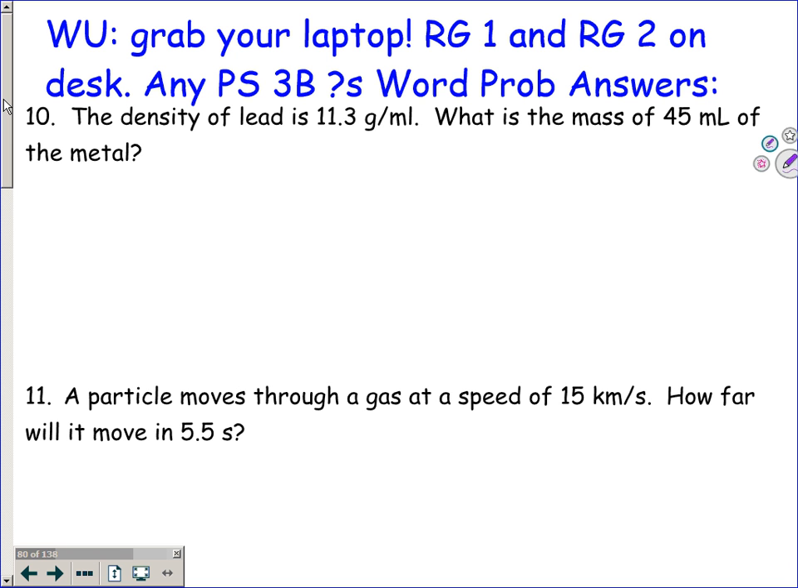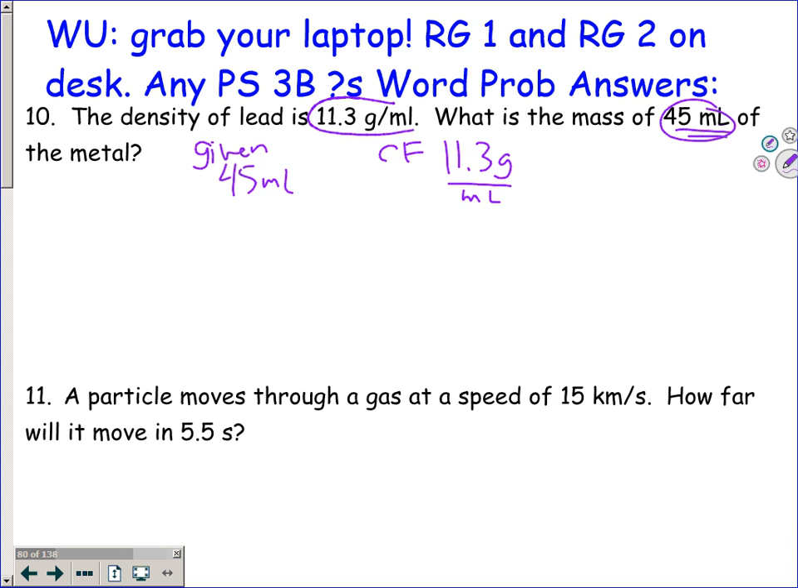Alright. Same process. Harshita, tell me either the given, the conversion factor, or the question in this one up here. Remember, a given is going to be a single fact, usually with 1 unit. So, 45 milliliters, right? So that's going to be our given, 45 milliliters. Alex, tell me the conversion factor in this one. Grams per milliliter, so 11.3 grams per milliliter, okay? So the given is the single factoid. The conversion factor is the thing with a fraction.